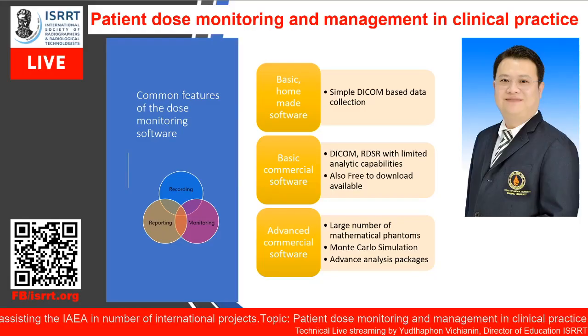So the thing is, we can use a mathematical phantom. A mathematical phantom means we have a mathematical model to simulate different sizes of patients, from fetus, from children, and from adults, male or female, and then we use the software to simulate how much x-ray we expose to the patient, what kind of interaction happens, and how much dose is deposited in different parts of the body. The method that we use is called Monte Carlo simulation, and these advanced commercial software normally have an advanced analysis package. I will show you later.